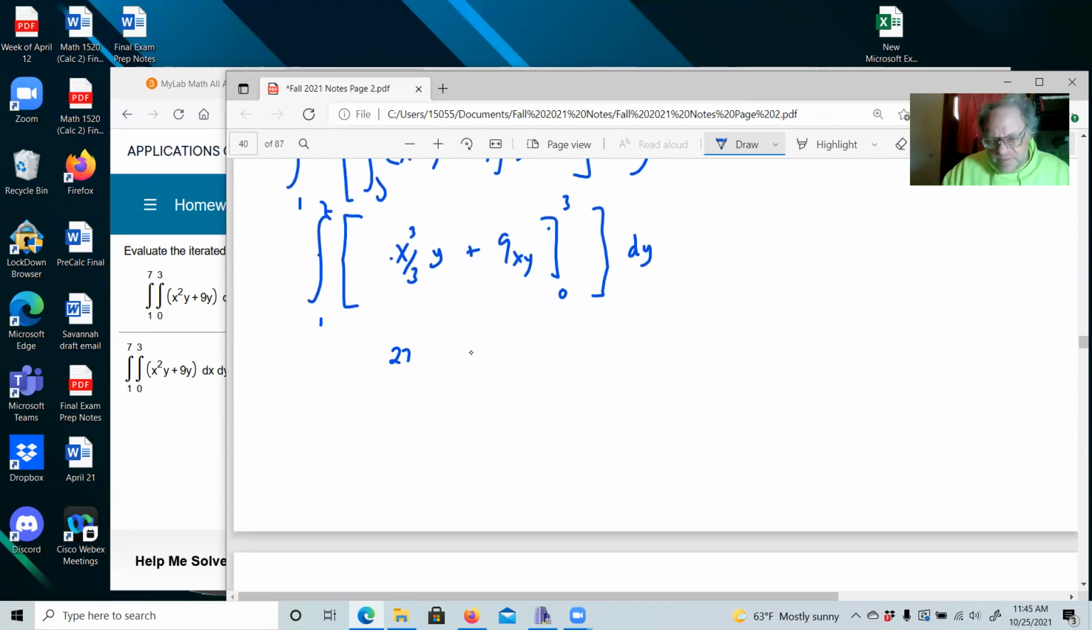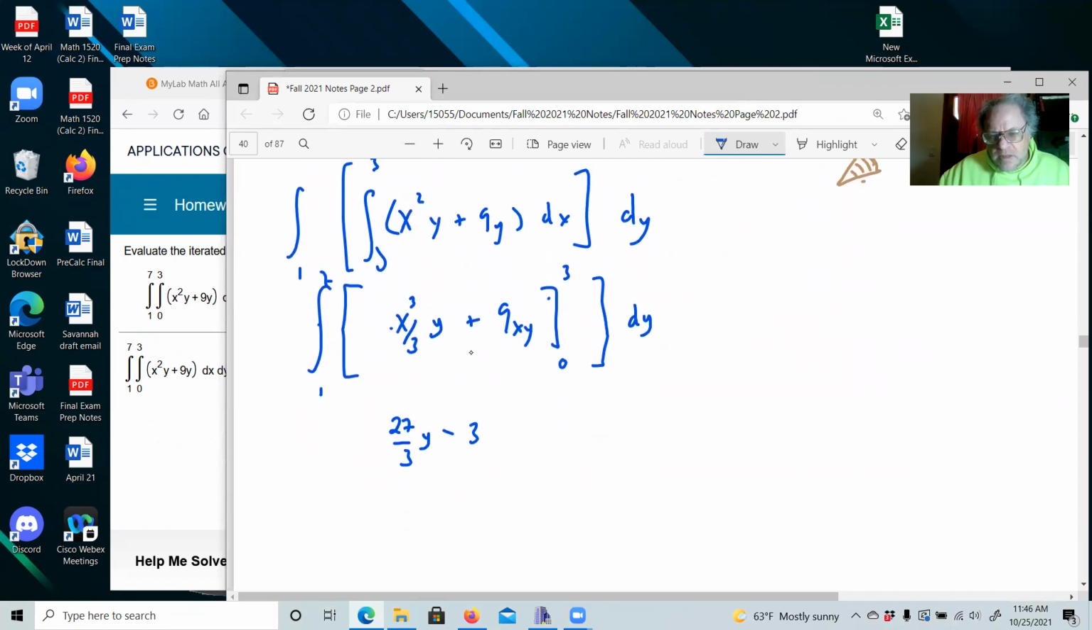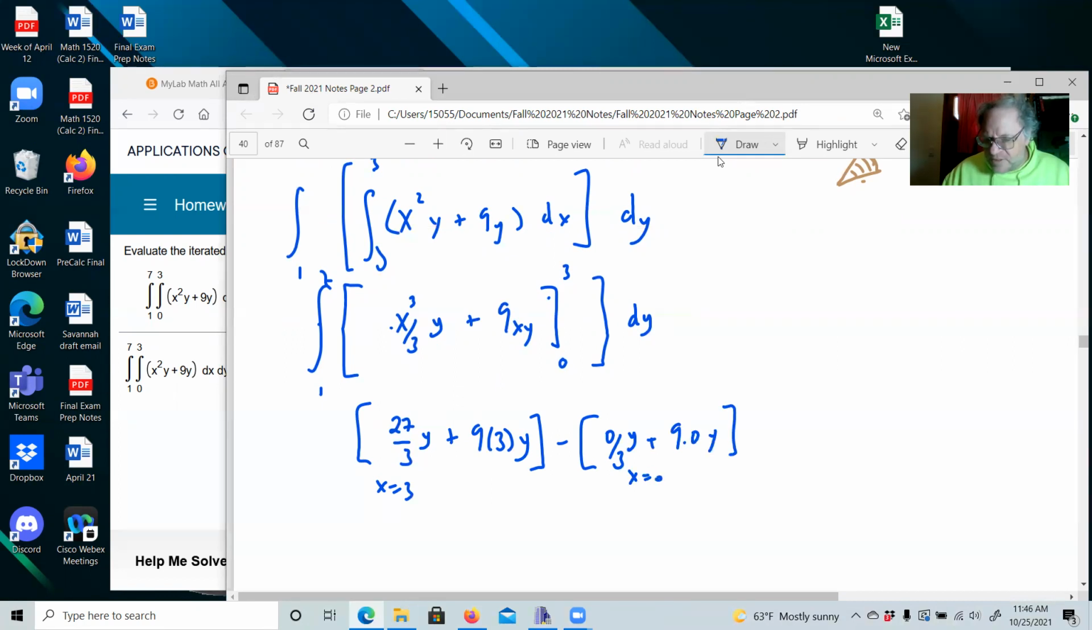This is going to be 27 over 3y minus 3. That was 9, 9 times 3, 9 times 3 times y. This is x evaluated at 3 minus 0 over 3y plus 9 times 0y. This was x evaluated at 0. We still have to integrate this thing out. We still have to go from 1 to 7 with respect to y.